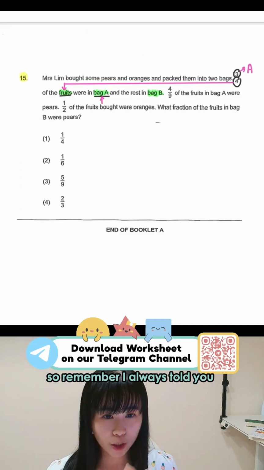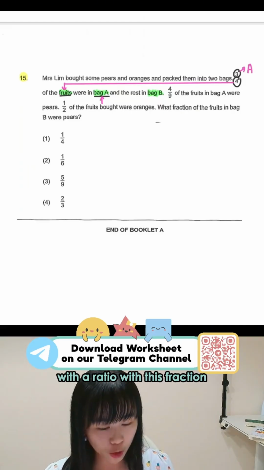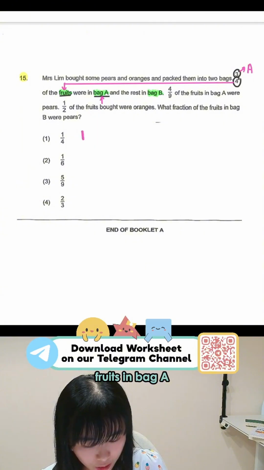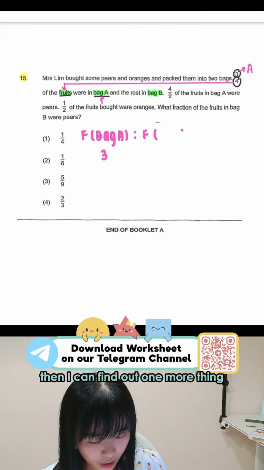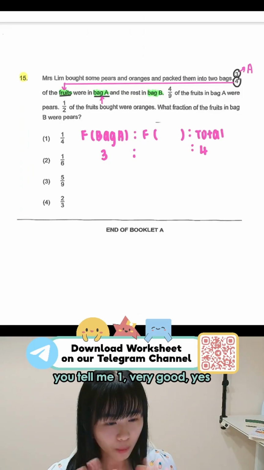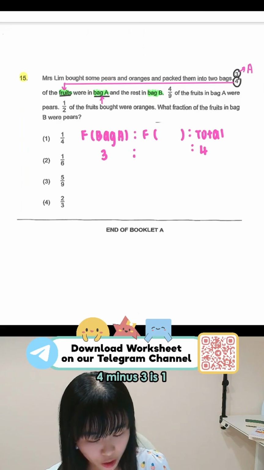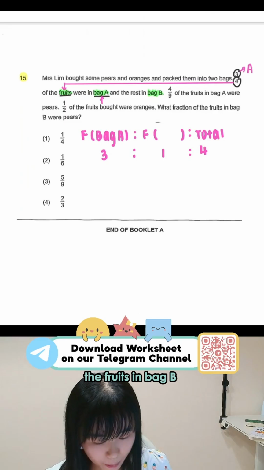So remember, I always told you, one fraction is actually equivalent to one ratio. So you can actually come up with a ratio with this fraction. Fruits in bag A, which is 3. Then I can find out one more thing other than my total is 4. Who can tell me what do I fill up here? You tell me 1. Very good. Yes, 4 minus 3 is a 1. But what is that thing here that I'm trying to find out? Bag B. Very good. The fruits in bag B. The rest are in bag B, right?